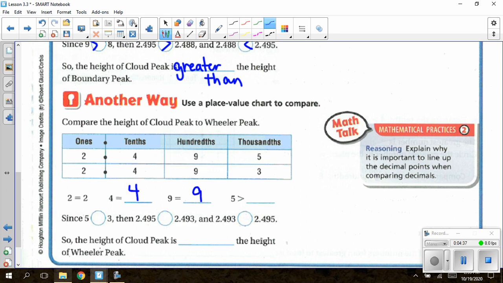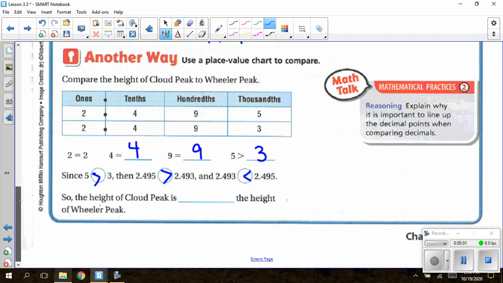I do know that 5 is greater than 3. And since 5 is greater than 3, then 2 and 495 thousandths would be greater than the 2 and 493 thousandths. Or if you reverse those two numbers, you would say the 2 and 493 thousandths would be less than the 2 and 495 thousandths. So the final statement, the height of Cloud Peak is greater than the height of Wheeler Peak.